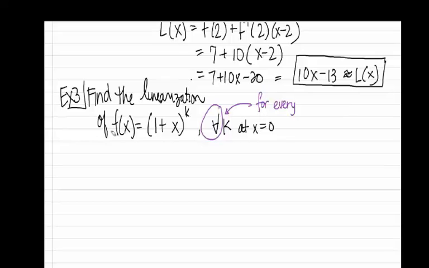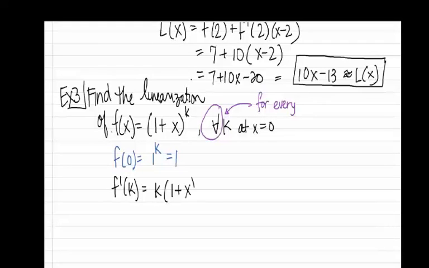All right, so we have f of x, and we can go ahead and find f of 0. So that's going to be 1 to the k power, which is 1. And we need to find the derivative, so f prime of x. Remember, k is going to be some constant, so we can do the power rule here. That is not our variable. So I have k times 1 plus x to the k minus 1 power. Now, what does the derivative equal at 0? Remember, k is a constant. So it'll be k times 1 plus 0 to the k minus 1 power, which is still going to be a k.